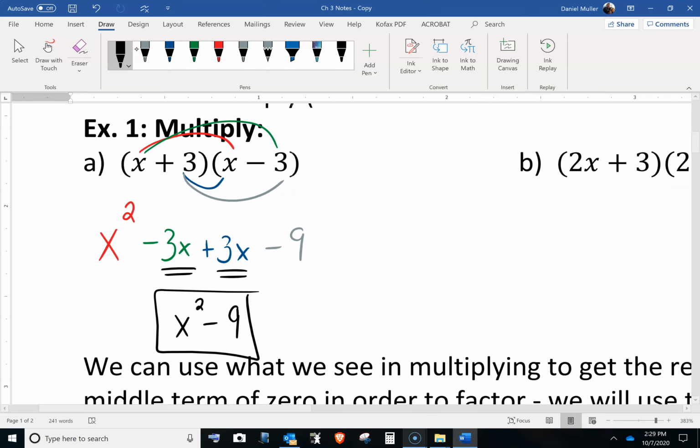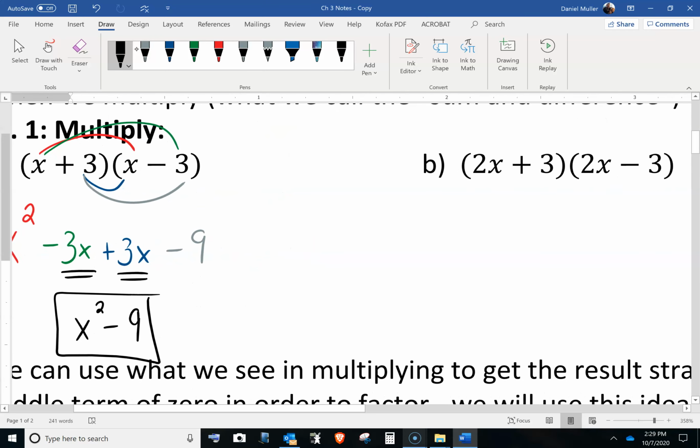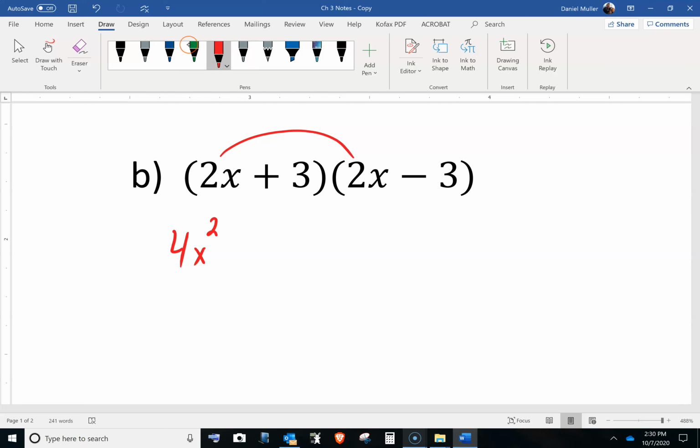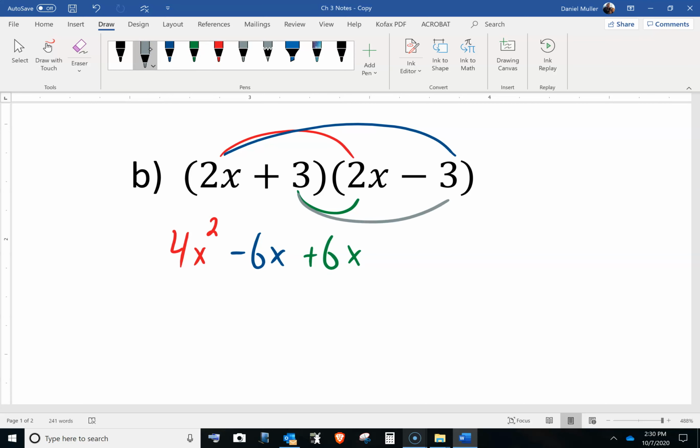Okay. Let's try another one here. So 2x times 2x is a 4, and then there's 2 x's, so an x squared. And then I have a 2x times negative 3. So that's a negative 6x. And then 3 times 2 is a positive 6 with an x. And then 3 times negative 3 is a negative 9.